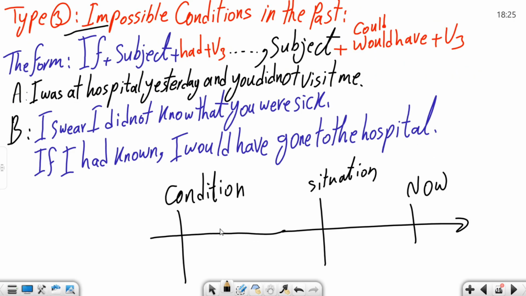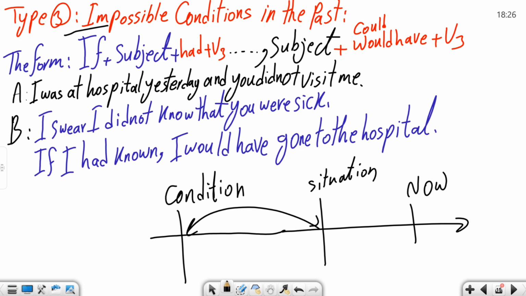I tell you, my friends, no need to worry. As you know, when we wanted to imagine something impossible now, we used to go back one step in time and we use the past. And now here we have an impossible condition in the past. So we use the past of the past.